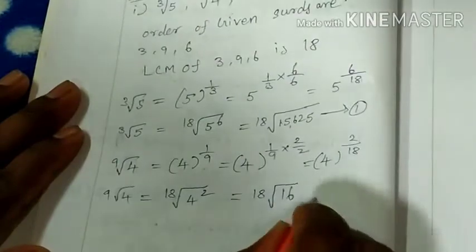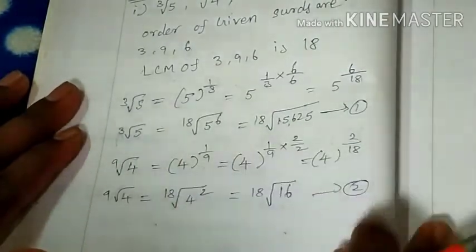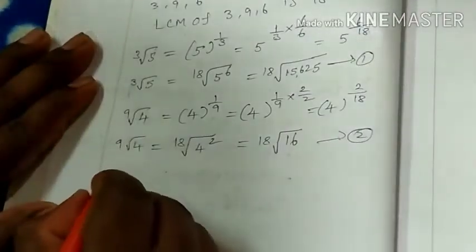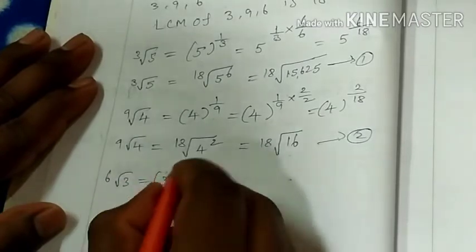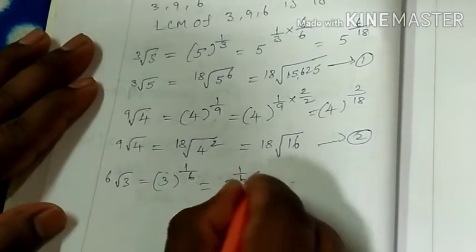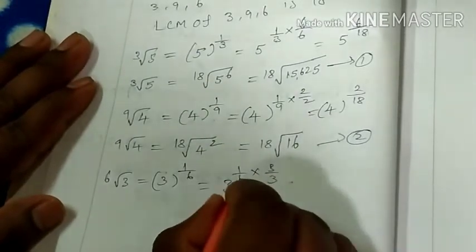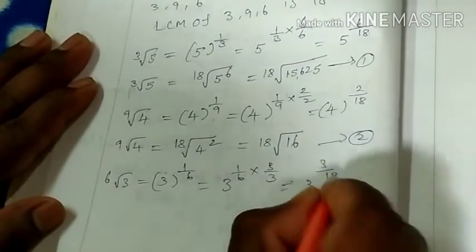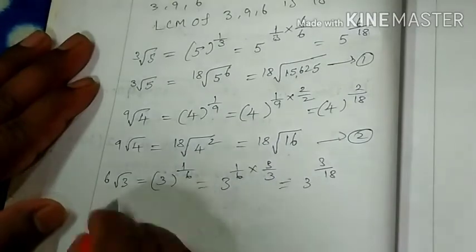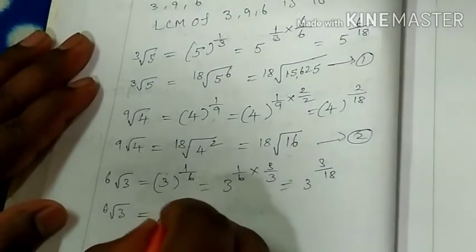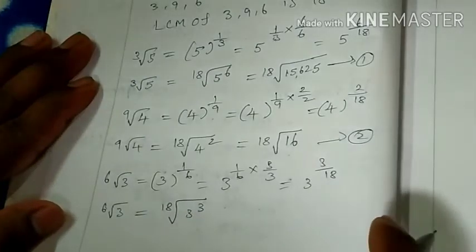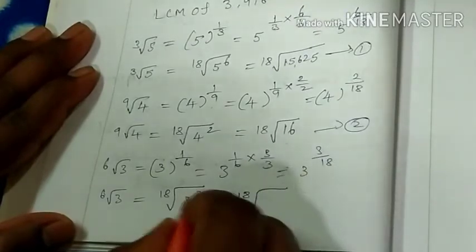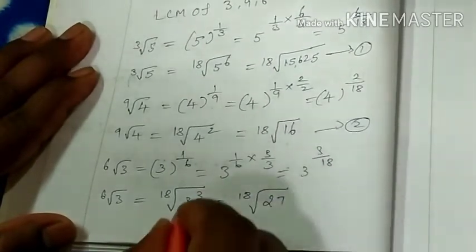This is the second number. The third number is the 6th root of 3, which can be written as 3 power 1 by 6. Multiply by 3 by 3: 3 sixes are 18. So 3 power 3 by 18 can be written as the 18th root of 3 power 3. 3 multiplied 3 times gives 27.